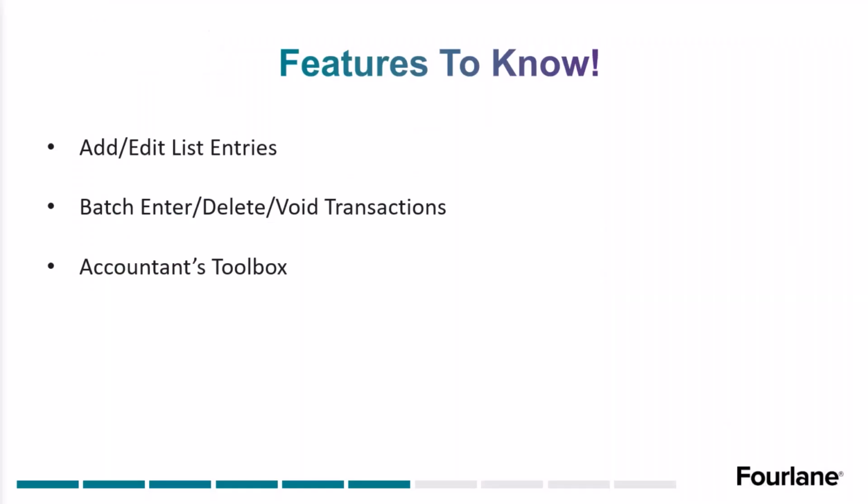The next thing that I want to go ahead and talk about is being able to batch enter, delete, and void transactions. This doesn't apply across all transaction types, but it is a helpful feature, again, similar to our add edit list function, where we can input transactions in mass, or if we maybe possibly did a bulk entry incorrectly, we have the capability to rectify that by going in and using that delete or void transactions feature.